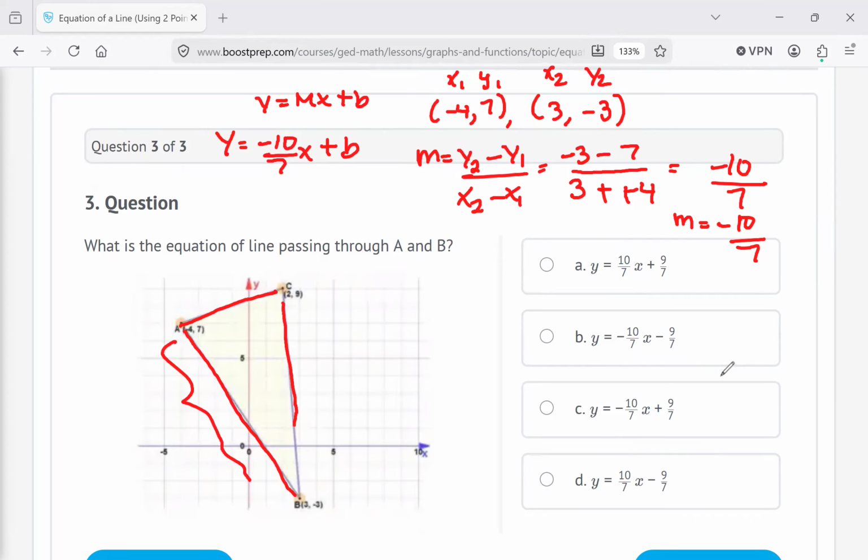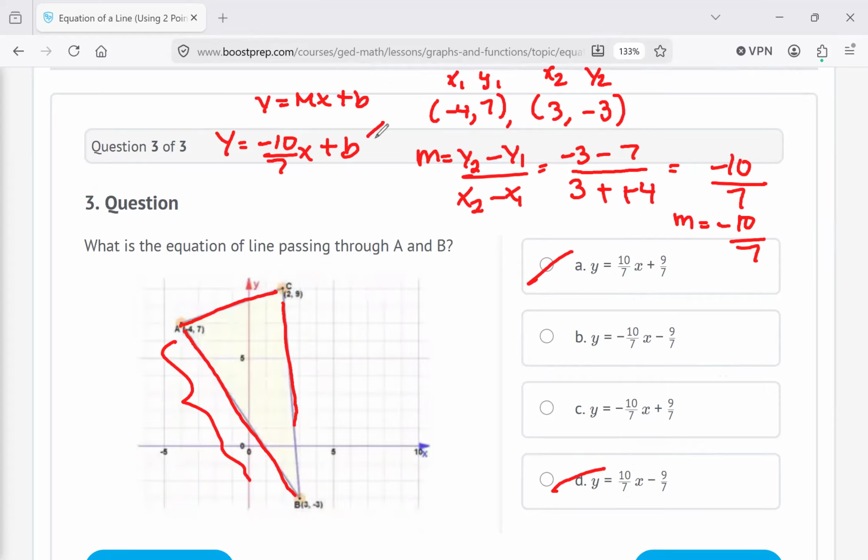Now, do I know what my b is? No. Can you eliminate some choices? Yes, you can eliminate A because it doesn't have a slope of negative 10 sevenths. You can't eliminate B or C because they have a slope of negative 10 sevenths, but you can eliminate letter D because it has a positive slope of 10 sevenths.